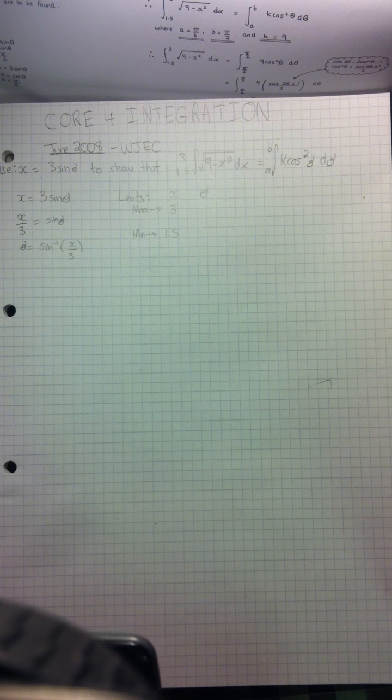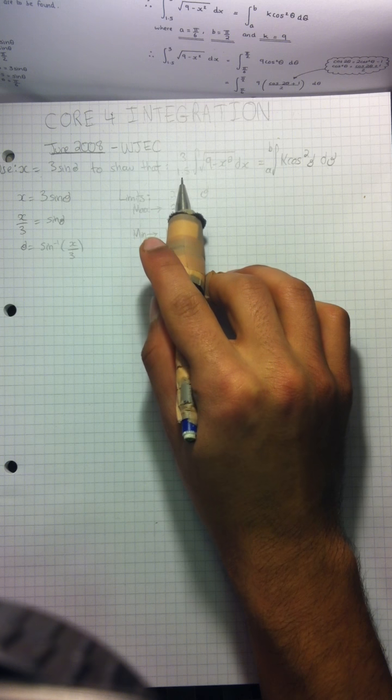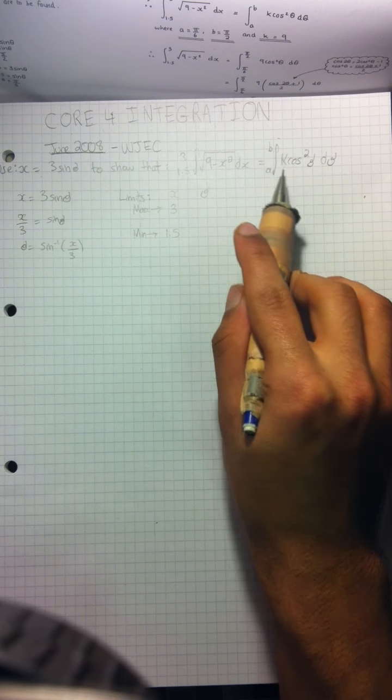Hi everyone, this is Core 4 June 2008 question on integration. This is a WJEC question, but this type of question does appear on most of the exam papers. So I've written out some of the question already. What I have is, use x equals 3 sine theta to show that the integral of square root of 9 minus x squared dx, with the limits 3 and 1.5, equals the integral between limits b and a of k cos squared theta d theta. So I've already written out the x equals 3 sine theta.